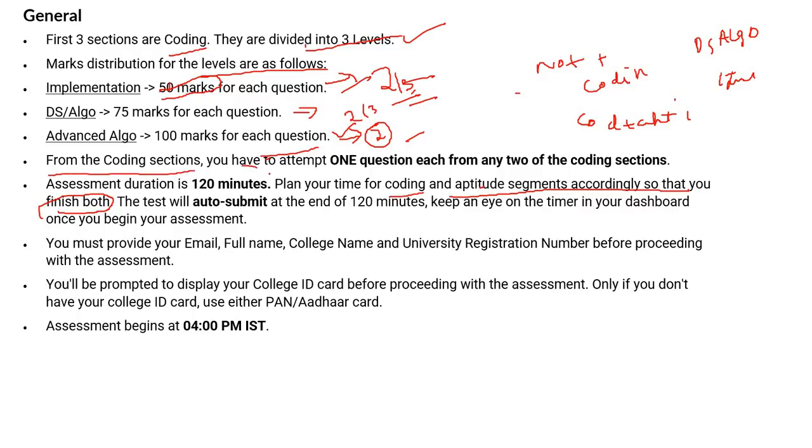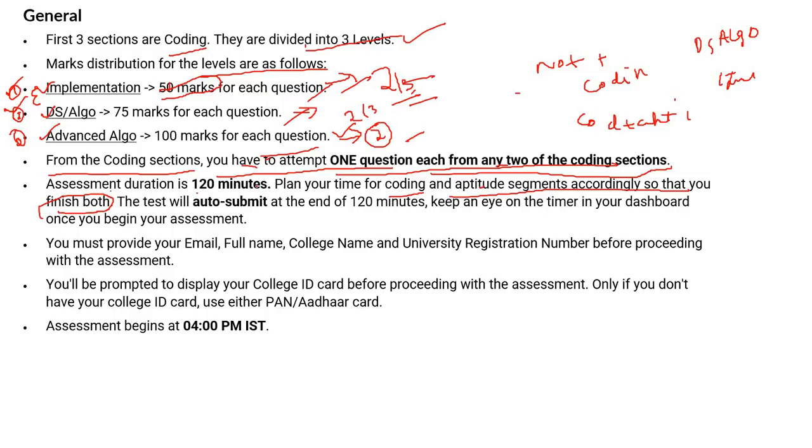From the coding section, you have to attempt one question each from any two of the coding sections. There are three coding sections: first, second and third. Suppose you choose implementation and DS algo, then you have to attempt one question each from those two. That means you complete one implementation question and one DS algo question. This is what they mention.